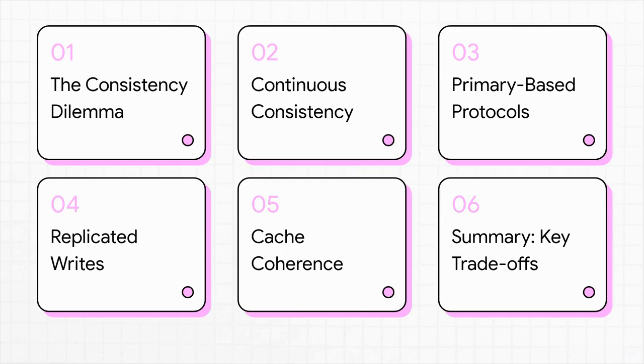Okay, here's our game plan. First, we'll get to the heart of the consistency dilemma itself. Then, we're going to explore 4 key strategies to solve it, starting with a flexible model called continuous consistency, then moving to more structured approaches like primary-based and replicated write protocols. After that, we'll look at cache coherence protocols, the ones that make your daily browsing so much faster. And we'll wrap it all up by comparing the trade-offs, so you'll know exactly which tool is right for which job.